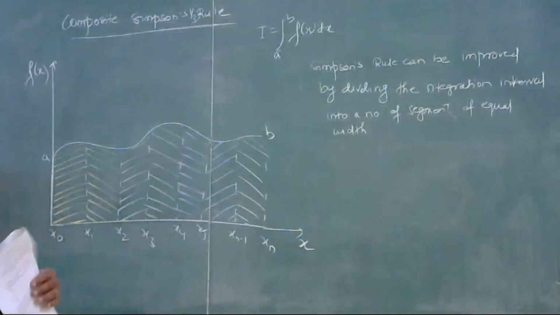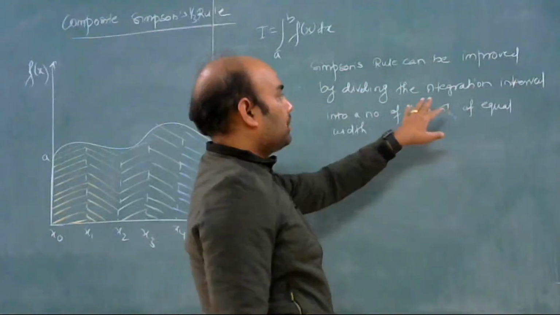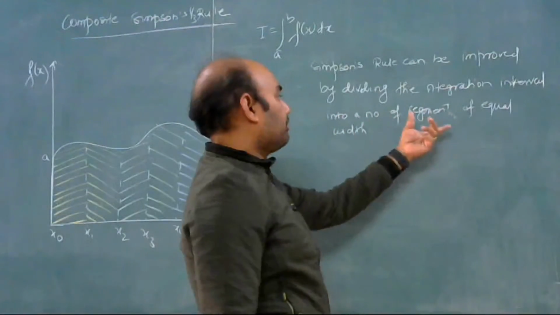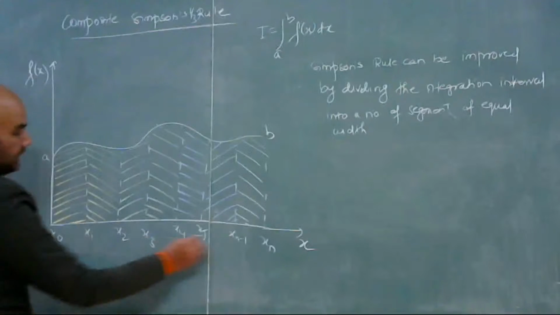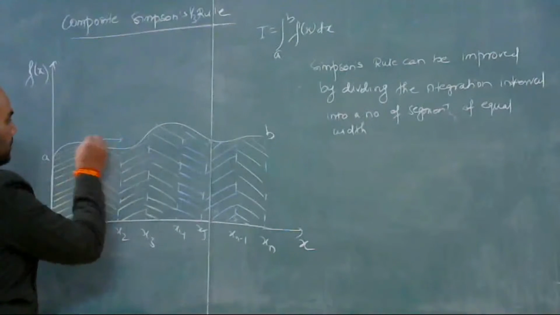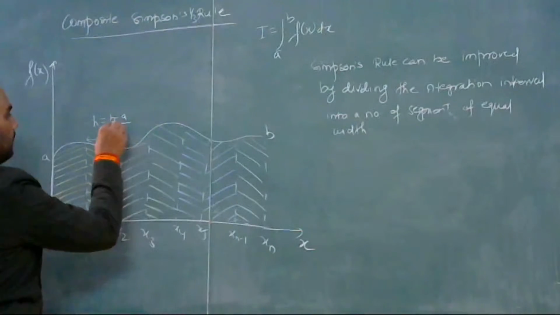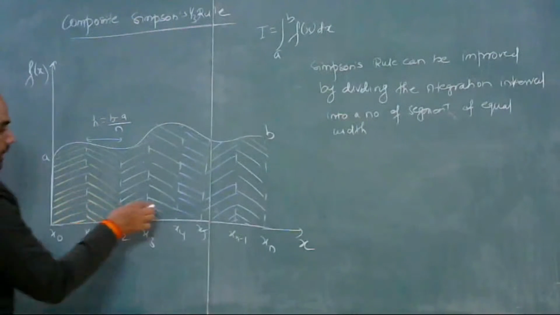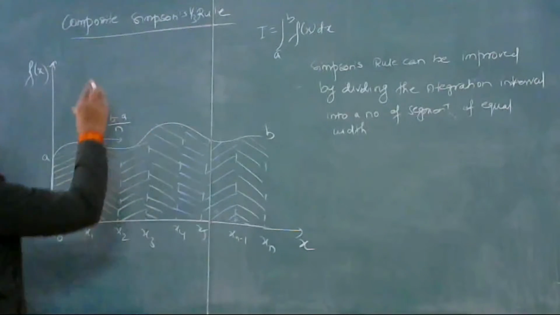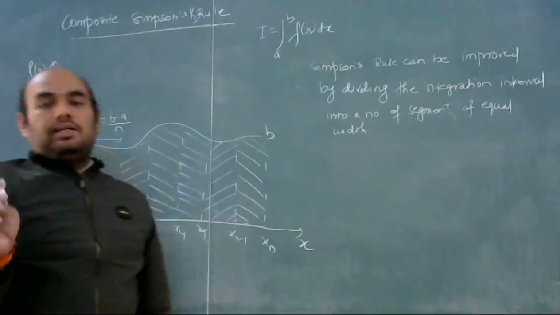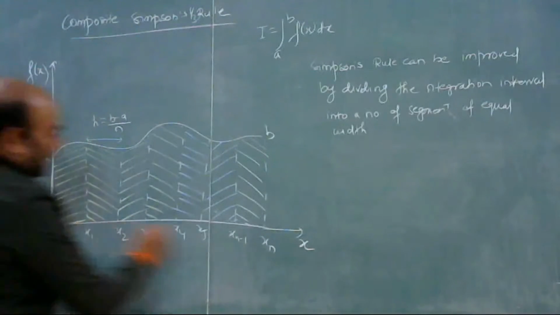Okay. So how can we improve the Simpson rule? By dividing the integral into a number of segments of equal width. So this width is equal. This is h, where h is equal to (b minus a) divided by n. So all are having equal widths. This formula is applicable for equi-spaced, or equal intervals, of the argument x.